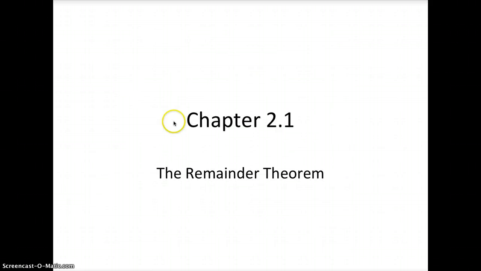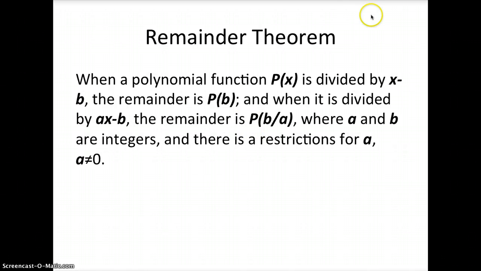Chapter 2.1, the remainder theorem. What is the remainder theorem? When a polynomial function p(x) is divided by a divisor x minus b, the remainder is p(b). And when it is divided by ax minus b, the remainder is p(b over a), where a and b are integers and there is a restriction for a, meaning a cannot be 0.